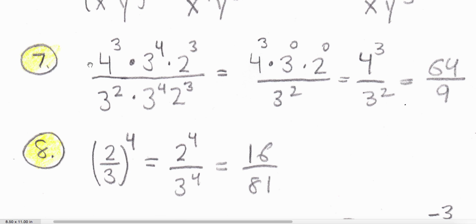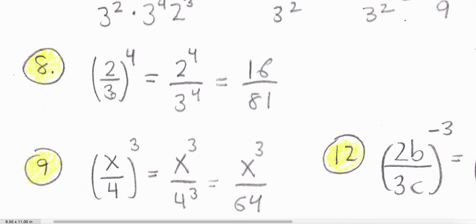Number 7, 4 to the 3rd times 3 to the 4th times 2 to the 3rd, all divided by 3 to the 2nd times 3 to the 4th times 2 to the 3rd. 4 minus 4 is 0, and 3 minus 3 is 0, so this is 4 to the 3rd times 3 to the 0 times 2 to the 0 over 3 to the 2nd. Anything to the 0 power is 1. Any non-zero number to the 0 power is 1, so these are both 1, and that leaves me with 4 cubed over 3 squared, which is 64/9.